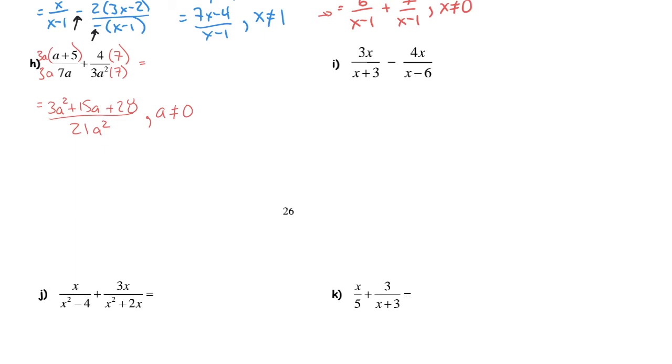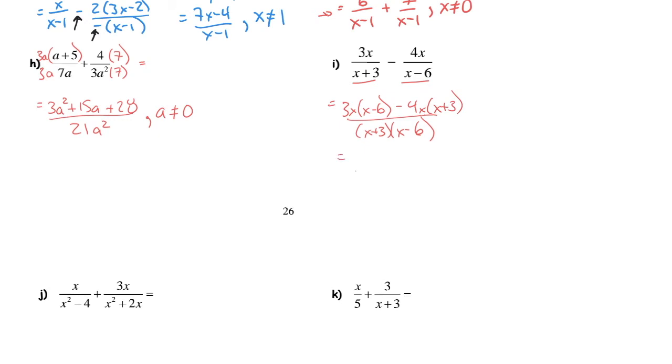In this next one, I've got a factor of x plus 3 in this denominator and x minus 6 in this denominator. So what I've got to do is multiply those together. My common denominator is going to be x plus 3, x minus 6, which means in that first term, I had to multiply 3x by x minus 6. In that second term, I had to multiply, sorry, I forgot the x, I had to multiply 4x by x plus 3.